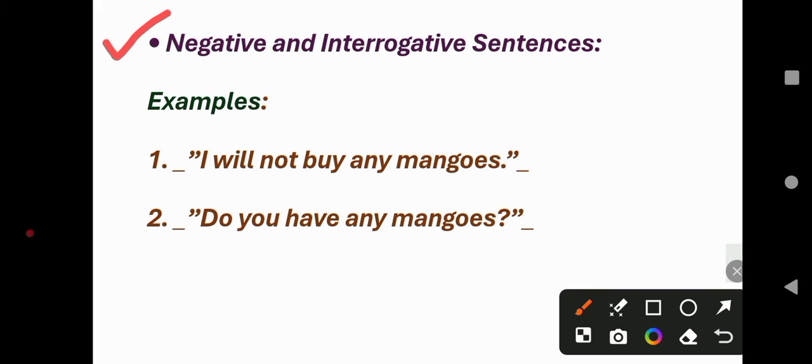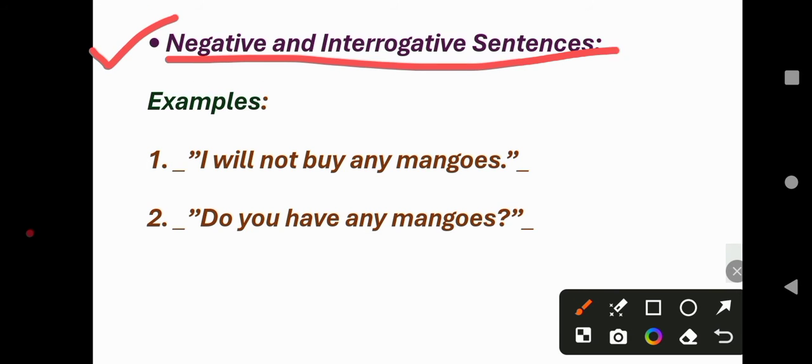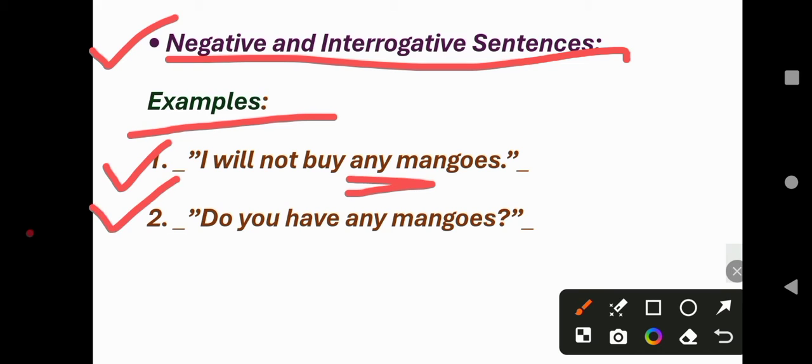While in negative and interrogative sentences, any is used to indicate an absence or uncertainty of quantity or degree. Here are the examples. The first example is, I will not buy any mangoes. In this example, any indicates that I will not buy even a single mango. The second example is, do you have any mangoes? In this sentence, any is used to indicate uncertainty about the presence or quantity of mangoes.